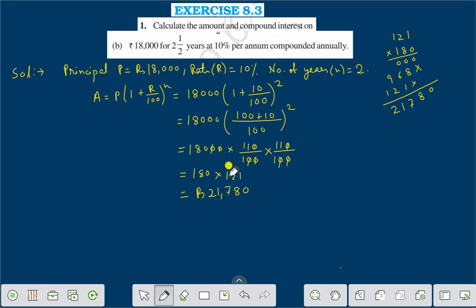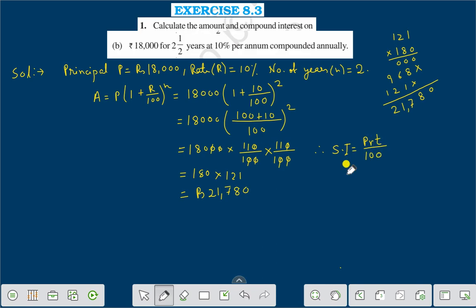Therefore, we are getting 180 into 121. If we multiply this number, we are getting 21,780. Now, we find the simple interest for 6 months. We know the formula: simple interest SI is equal to PRT by 100.